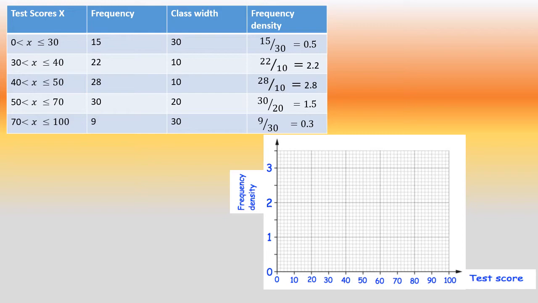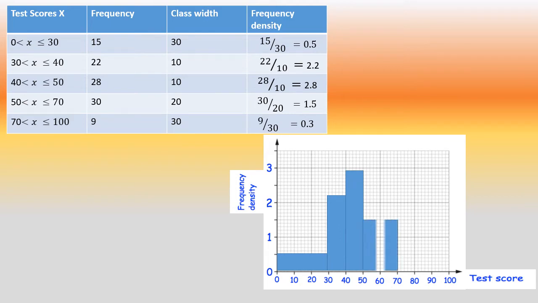So you're going to begin with 0 to 30. We are going to draw the bar from 0 to 30, which has a height of 0.5. Next, we are going to draw it from 30 to 40 with a height of 2.2. Thirdly, from 40 to 50 with a height of 2.8. Next, it's 50 to 70 with a height of 1.5. And finally, 70 to 100 with a height of 0.3.